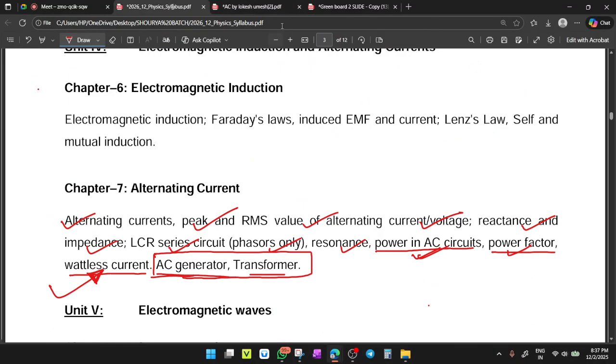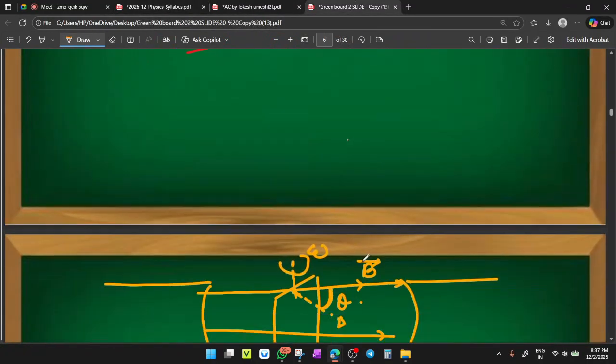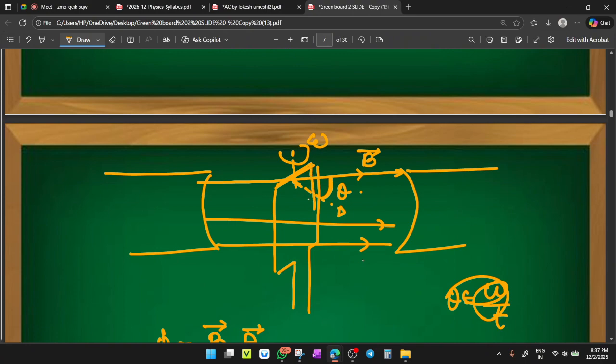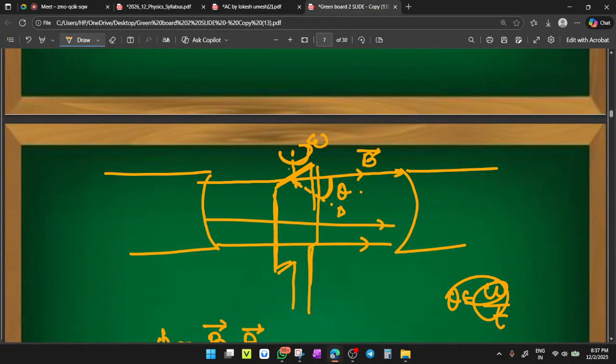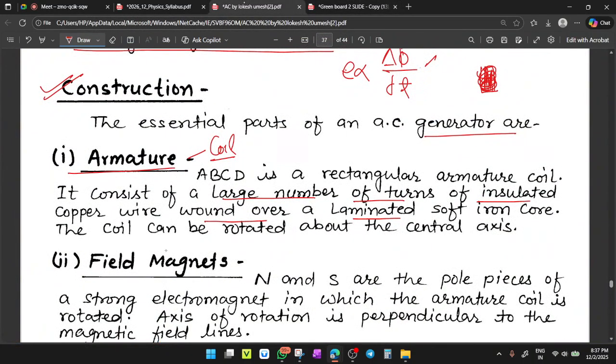Like we have seen, the coil here can be rotated by some external power, by some external mechanical energy. So we will give it mechanical energy from the axle of the coil and rotate it, and the coil will convert this mechanical energy into electrical energy.